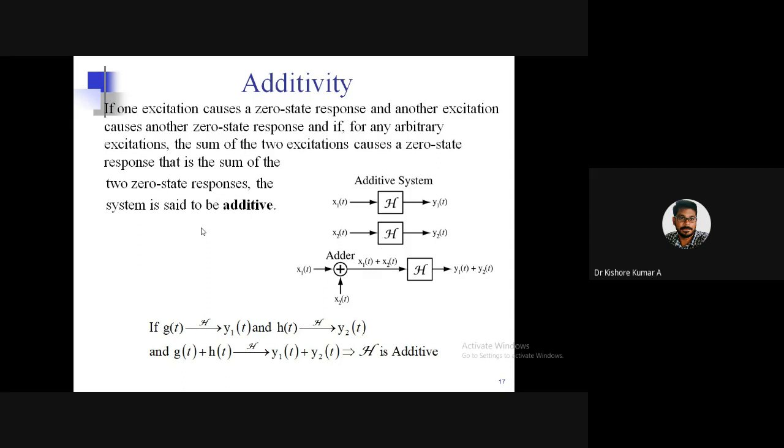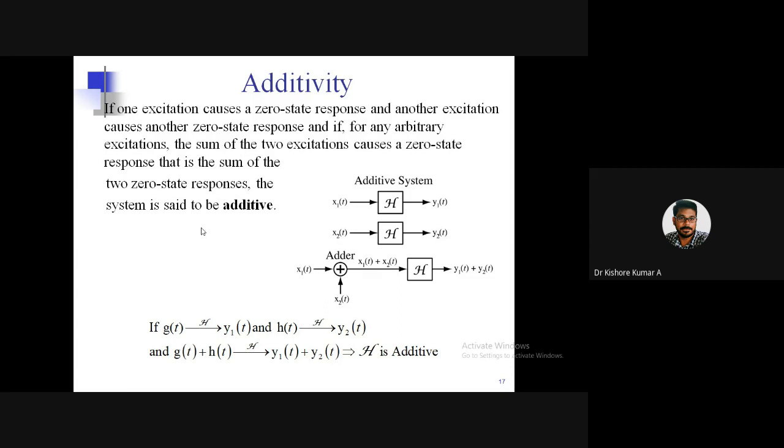See here, there are two examples given for knowing the concept of additive system. X1 of t is subjected to the system H and gives y1 of t, x2 of t is subjected to the system H and gives the output response y2 of t. Now we add x1 of t and x2 of t with the help of an adder. The output of the adder is x1 of t plus x2 of t, which is given to one particular system H. Finally you will get y1 of t plus y2 of t.